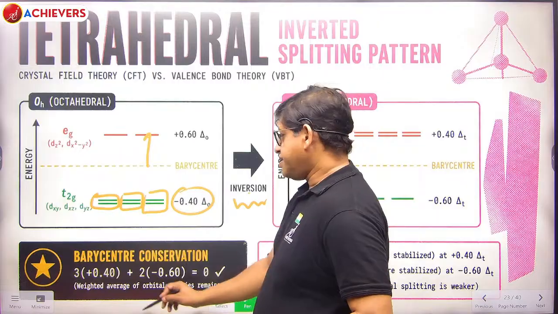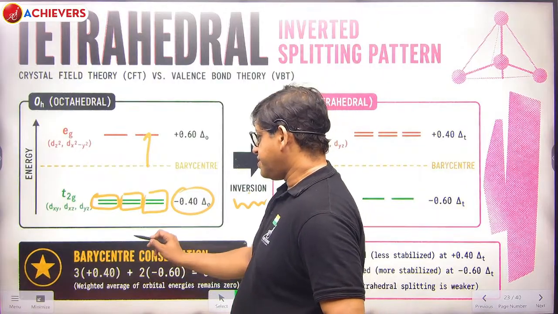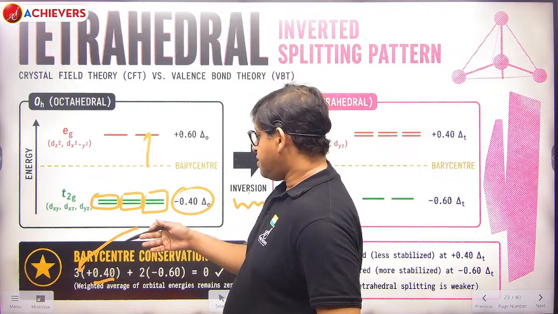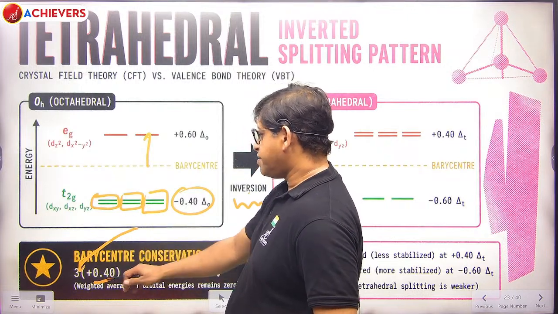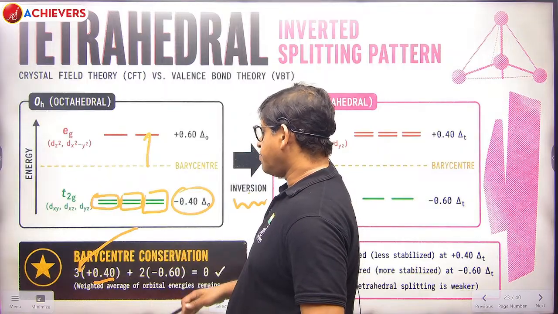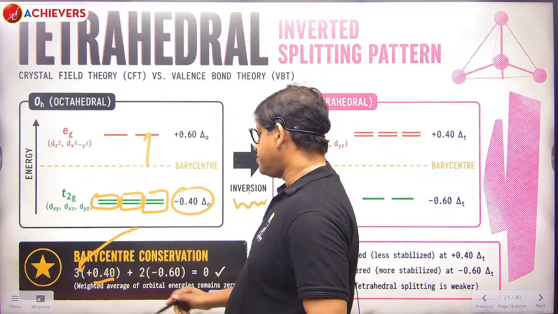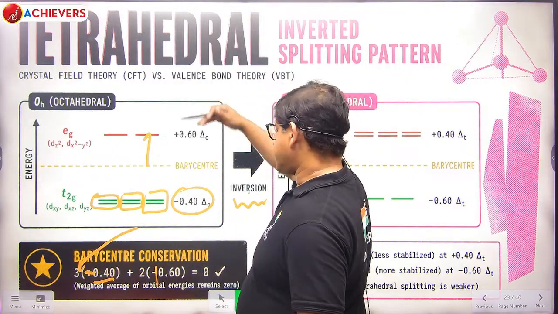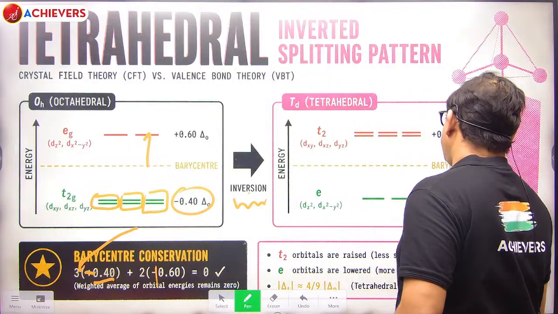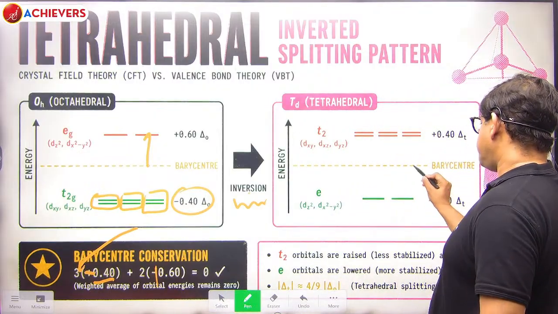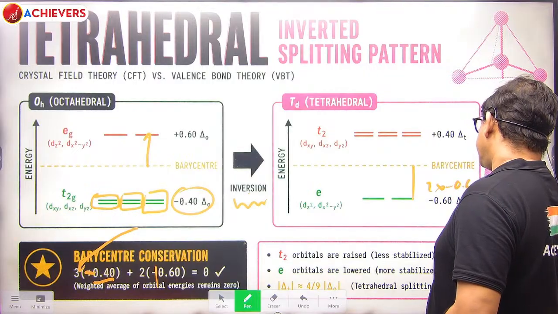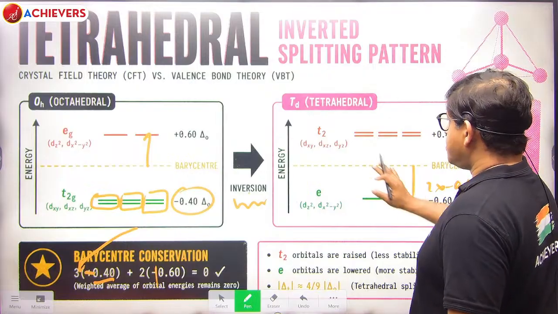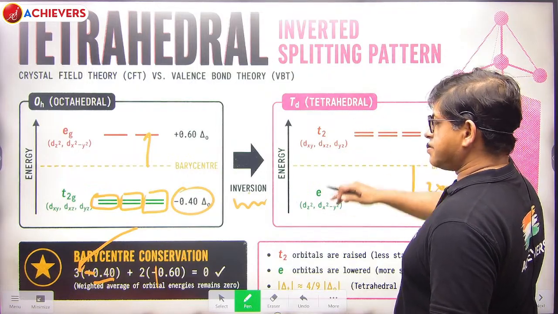You can see in the barycenter conservation that the 3 orbitals are each stabilized by 0.40, going minus. So this will be 3 into minus 0.40 and 2 into plus 0.60 going up as compared to octahedral, getting to 0. And here also it is getting to 0: 2 into minus 0.60 and plus 3 into plus 0.40 again makes 0. So the tetrahedral is completely reversed as compared to the octahedral.